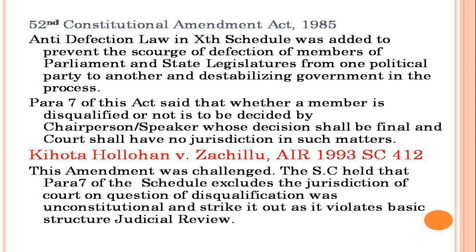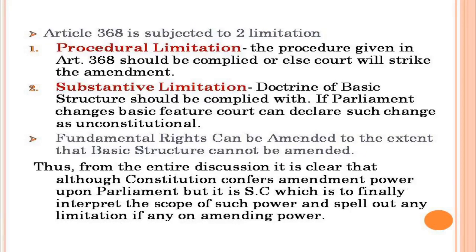This particular amendment was challenged in Kihoto Hollohan versus Zachillhu because the jurisdiction of the court was ousted in the matter of deciding whether a person is actually disqualified or not. As such, the court held that this provision, that is para 7, is unconstitutional as it violated one of the basic structure of the constitution, which is judicial review. As such, court's jurisdiction cannot be ousted in this matter, and the court has power to decide whether a member has actually disqualified. So, Article 368 is subjected to two limitations.